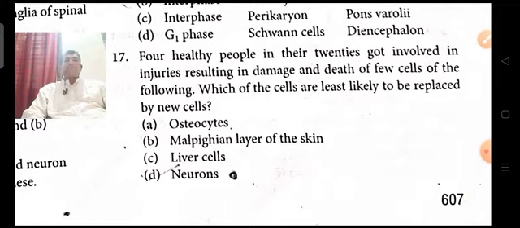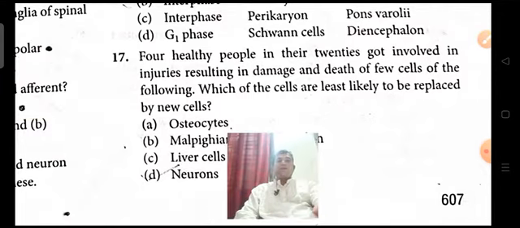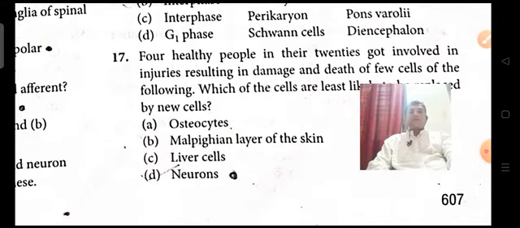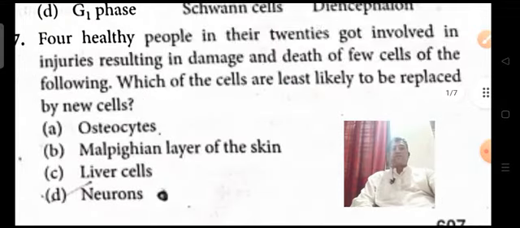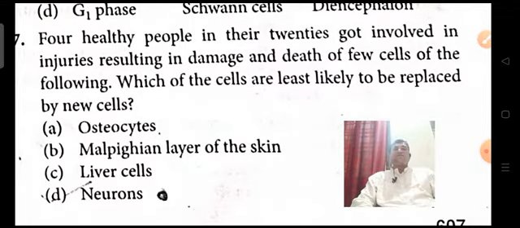Four healthy people in their 20s got involved in injuries resulting in the damage and death of few cells of the following. Which of the cells are least likely to be replaced with new ones? Already, as we have discussed, bone cells can be reformed. The Malpighian layer of the skin can also be grafted and reformed.